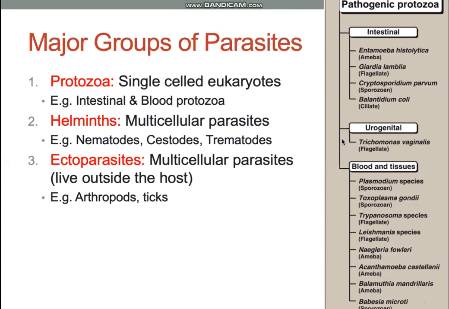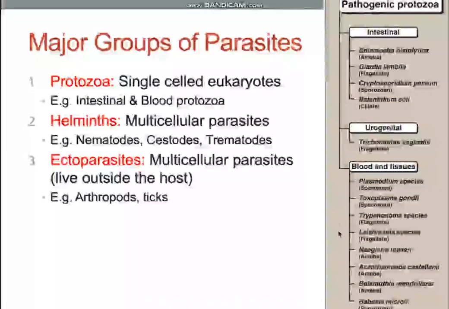And then there is one urogenital protozoa. And then several examples of blood protozoa. Today we will cover Plasmodium, which is the one that causes malaria. Toxoplasma gondii, which causes the disease transmitted by cats. And then Trypanosoma, also another transmitted disease. And the same goes for Leishmania.